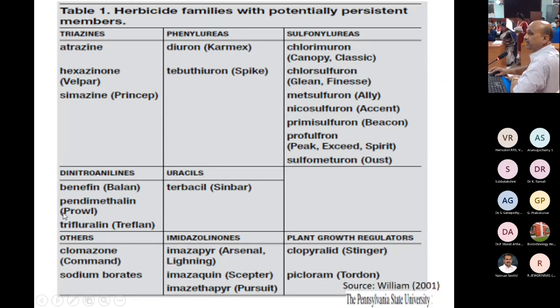Take for example, pendimethalin, which is much used to control weeds in many oilseeds and pulses. Imazethapyr is also used to control weeds. This is a broad spectrum, post-emergent herbicide, and you all know pendimethalin is a pre-emergent herbicide. If you see this group of herbicides, triazines and phenylurea have more residual toxicity in soil, and experimental results indicated that these herbicides have residual effect on the performance of succeeding crops.